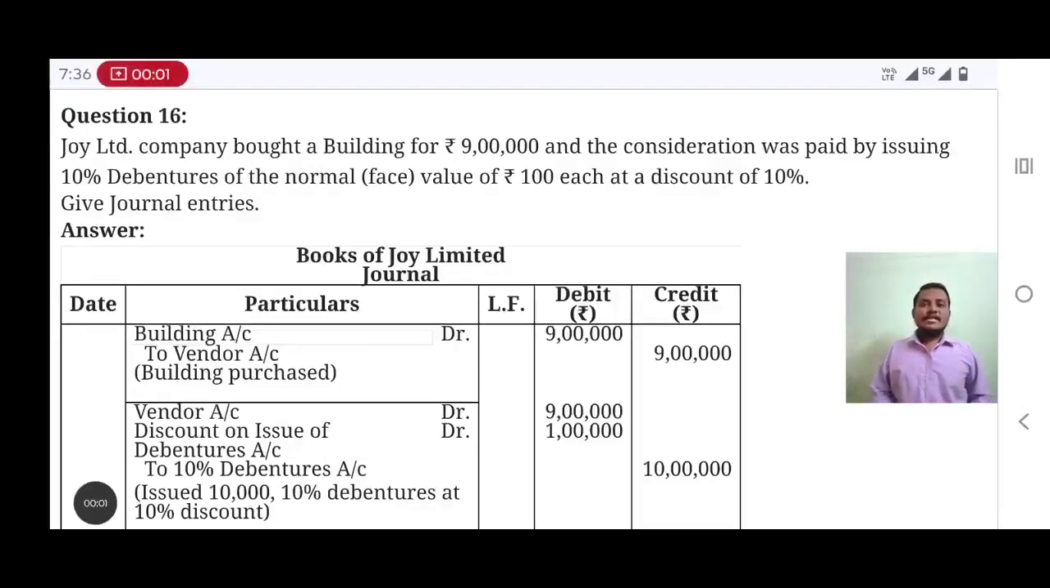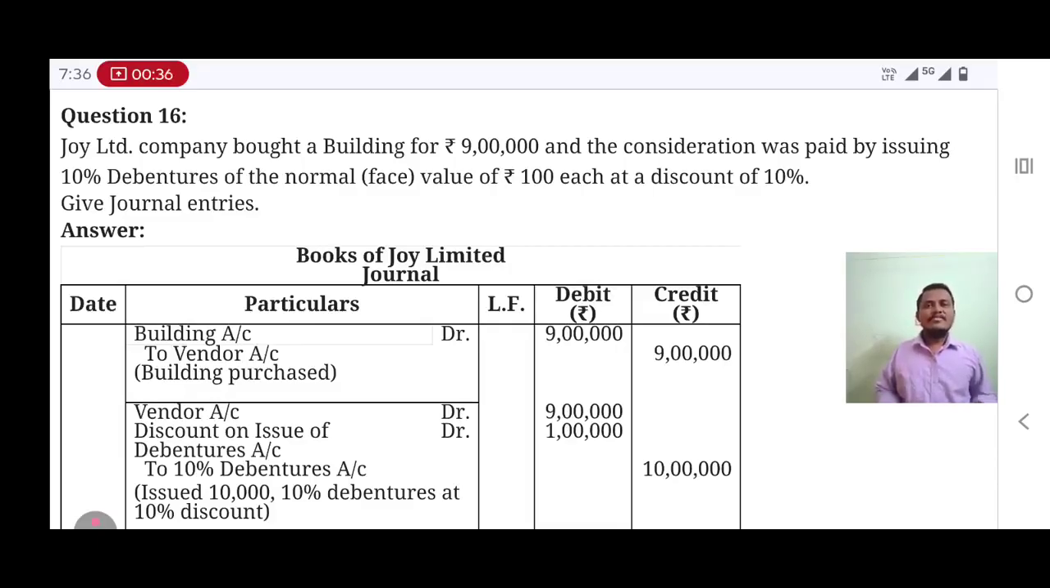So this question says that Joy Limited bought a building for 9 lakhs. I already told you the second concept, purchasing of assets for consideration other than cash. Here Joy Limited, a company, is purchasing an asset called building, and it's issuing 10% debentures of 100 each at a discount of 10%. First of all you have to write the purchasing journal entry, which is building account debit to vendor account, 9 lakhs, 9 lakhs, very easy.